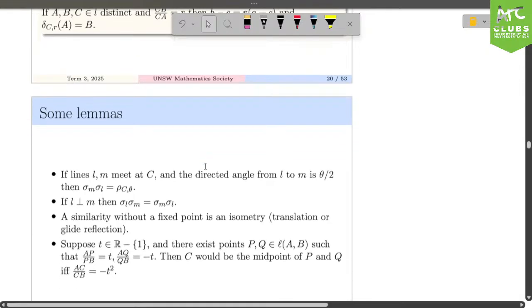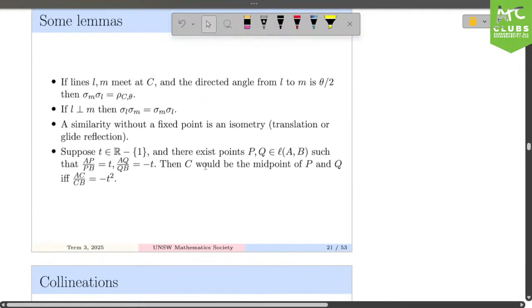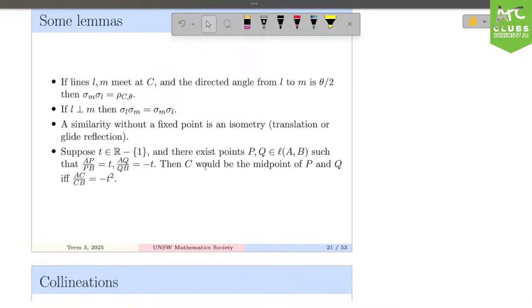Now, some lemmas. If lines L and M meet at C and the directed angle from L to M is theta over 2, then sigma M sigma L is equal to rho C theta. If they are perpendicular, we have commutativity, and this would be equal to a half turn. So, if we have the lines L and M, which are perpendicular, then we have a point here and a point here. Notice how if we reflect about L and then M, or about M and then L, we have the same half turn.